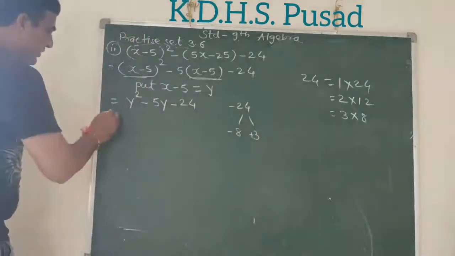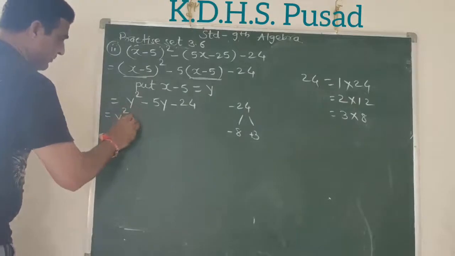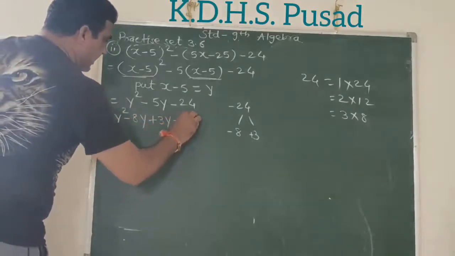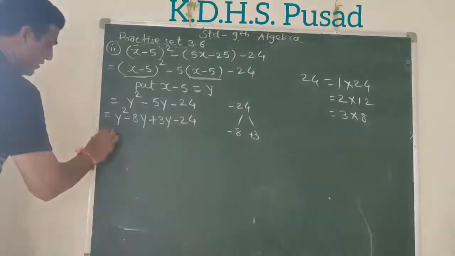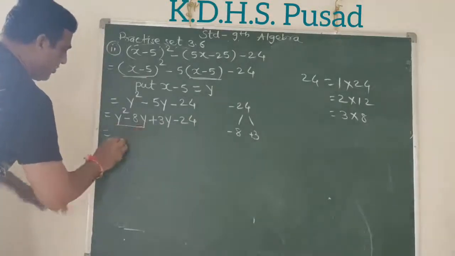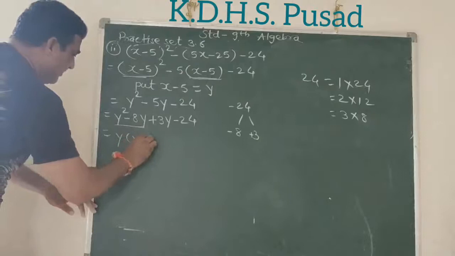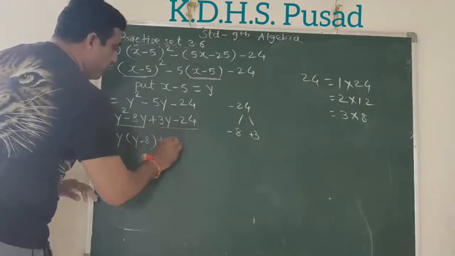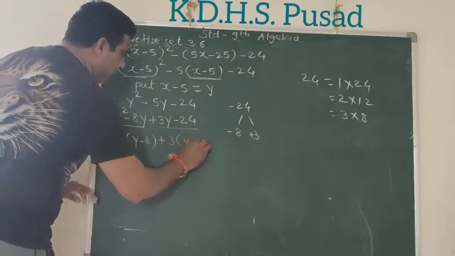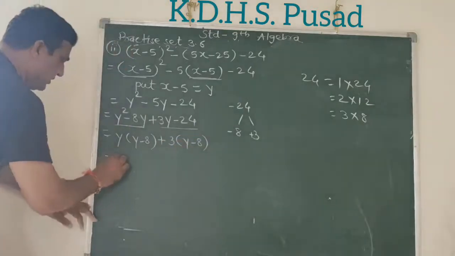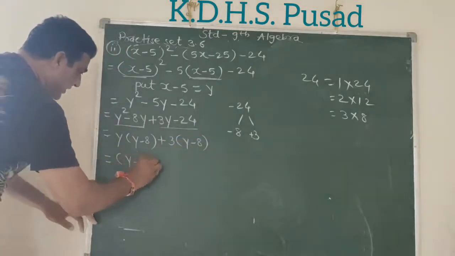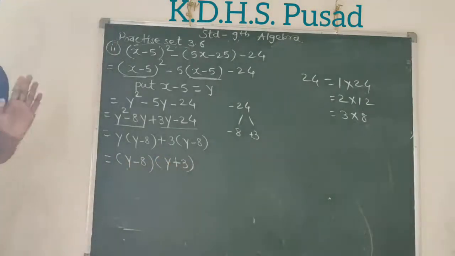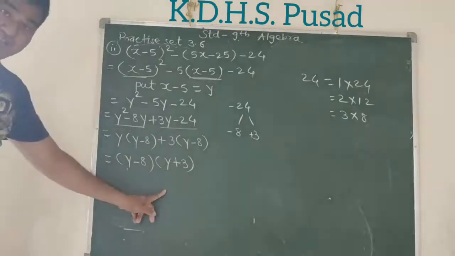So here we will get y square minus 8y plus 3y minus 24. Now from these first two, what can you take common? Only y common, y minus 8. Take what sign? Write the same sign. From these two, what can you take common? 3 common, y minus 8. So here y minus 8 remaining, y plus 3. So we got the factors now, but in terms of y.